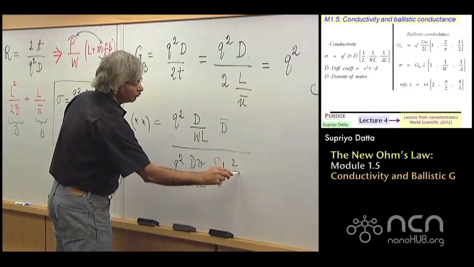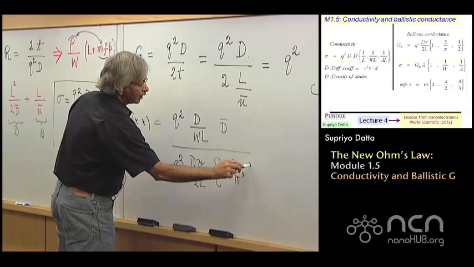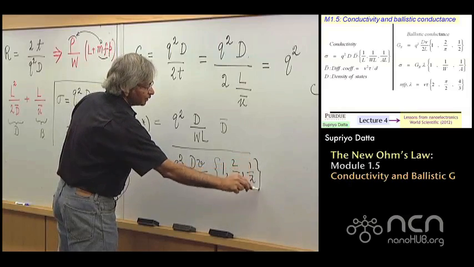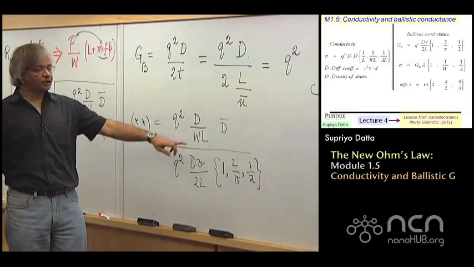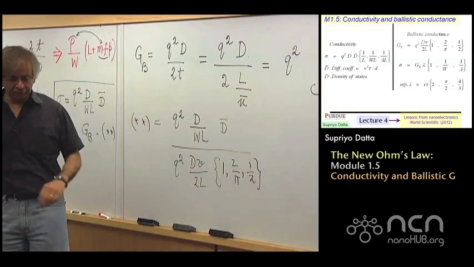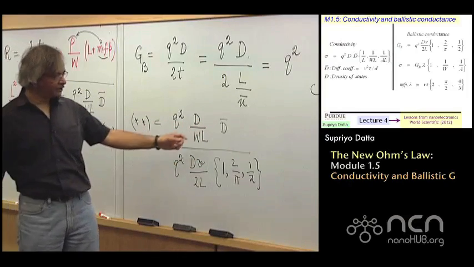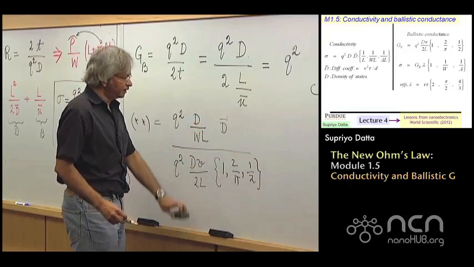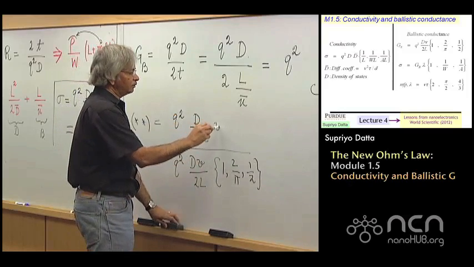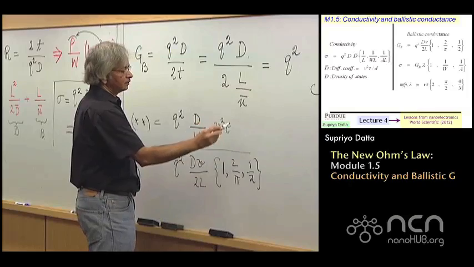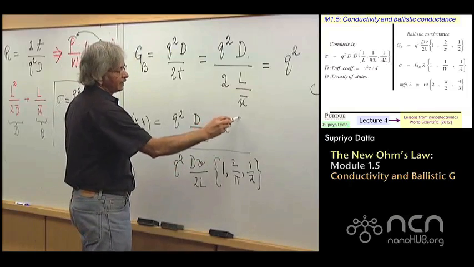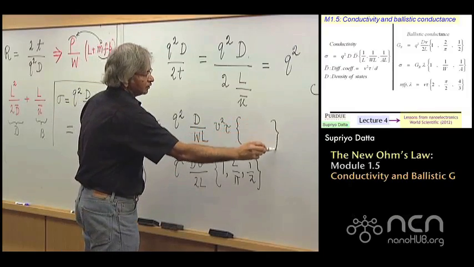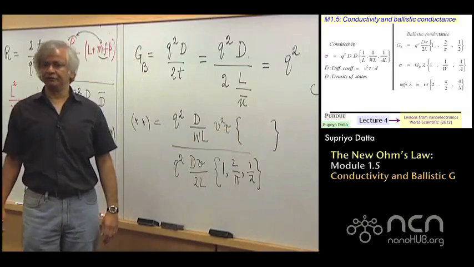1, 2 over pi, and a half. Those are for 3 different dimensions. Now, the diffusion coefficient also includes an angular average. Basically, this diffusion coefficient is like v squared tau. But again, the angular average gives you a different number for different dimensions.